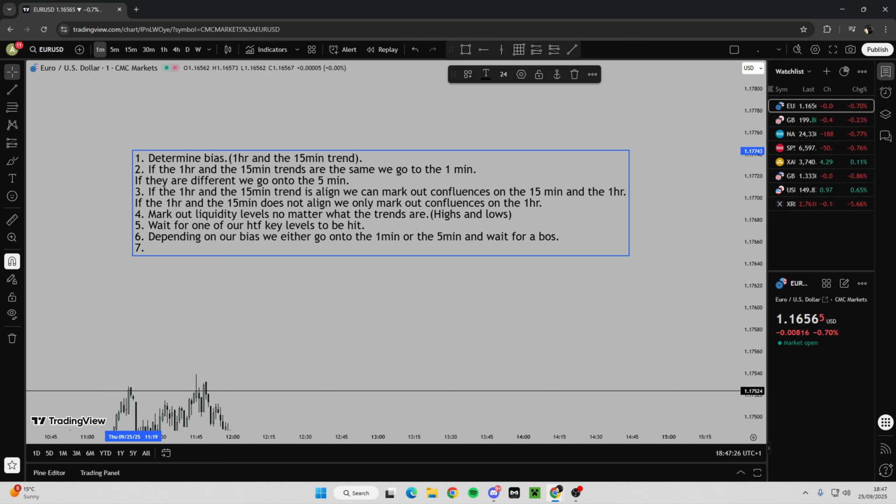Now, once we get the low time frame break of structure, we wait for one of our confluences to be formed and filled.